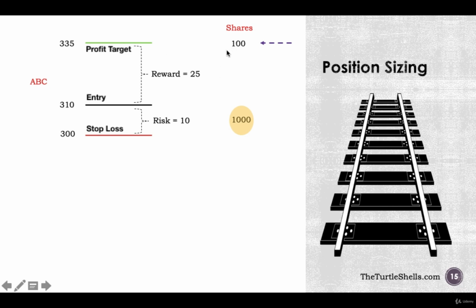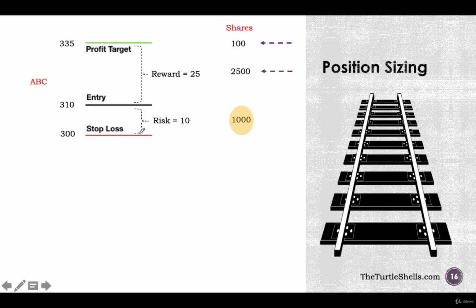So if I have 100 shares and let's say instead of losing money, I make money. So I'm making 25 per share. So 25 times 100 is 2,500, which is our reward. The reward to risk ratio is 25:10, which is 2.5:1.